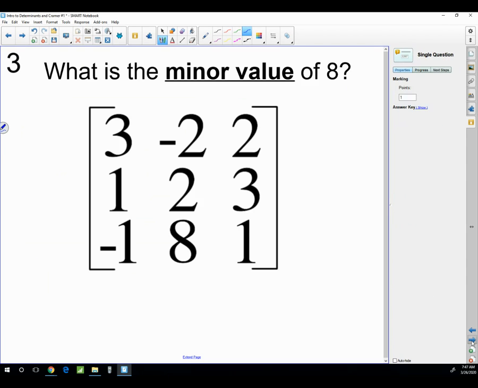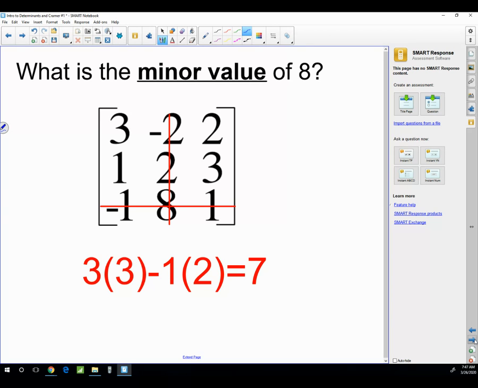Okay. All right, so see if you can do that. Number 3, what is the minor value? You may want to pause the video and see if you can do that. All right, so I'm going to build the 2 by 2s. You would take out the row and column that 8 is in, and then you would build a 2 by 2 of what's left over, and then that's 9 minus 2 is 7.